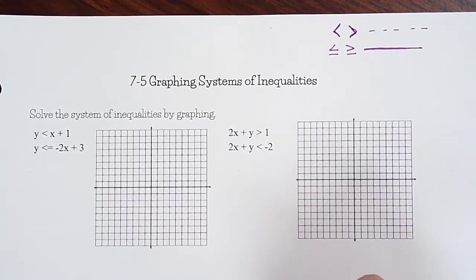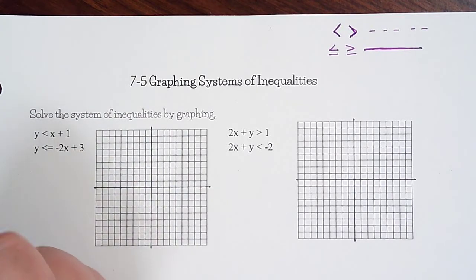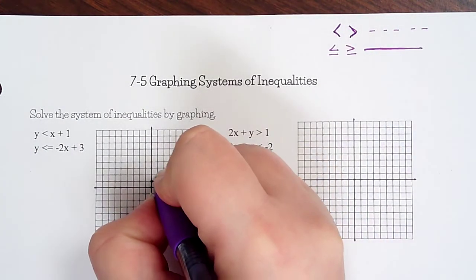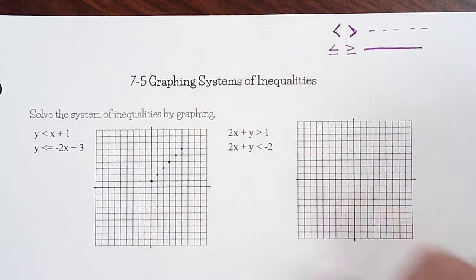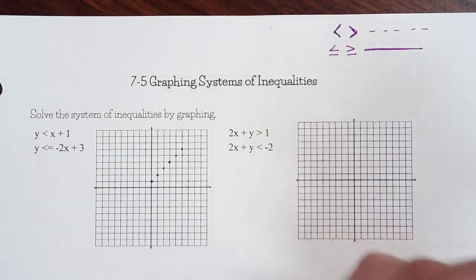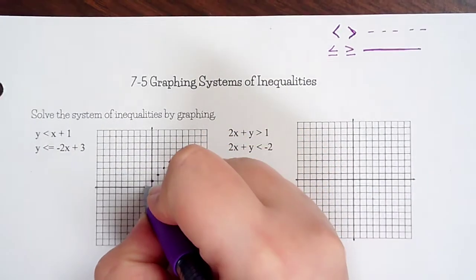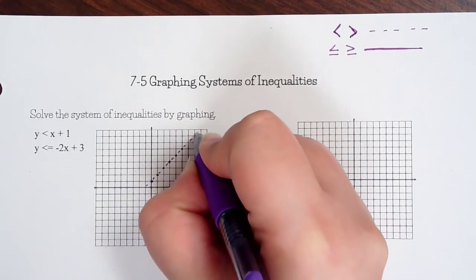So looking at this first problem, we have y is less than x plus 1. Well, if I were graphing this, I'd go up to 1, and then of course I would go up 1 over 1 for my slope. And I noticed just by looking at this right away that it doesn't have that little symbol underneath. So this is going to be a dashed line. So I'm just going to dash this through.